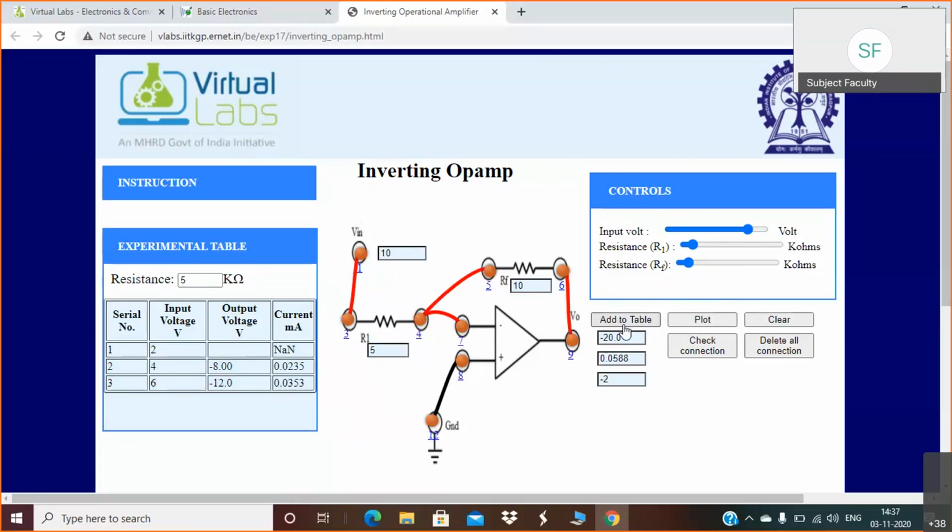So I'm again going to add to table. You can observe the entry has been added. For input voltage of 10 volt, I'm getting minus 20 volt, right? And you can take as many readings as you want. For 12 volt, it is minus 40. From this, one tab is there, plot. By clicking on plot, you can also plot this.